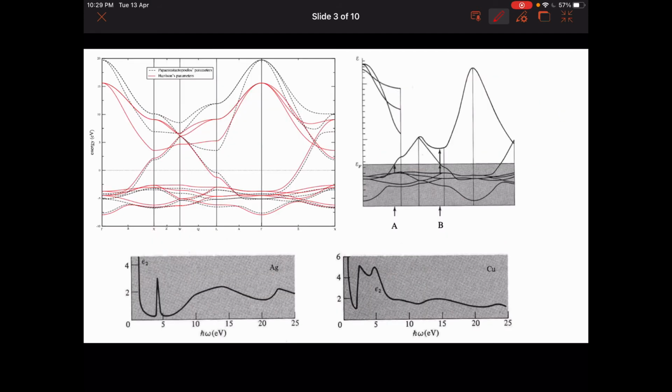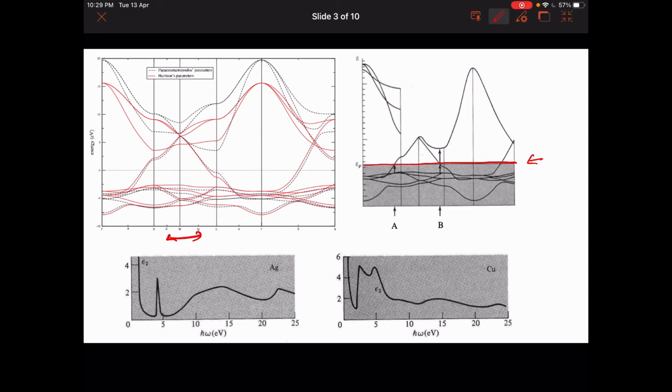So here I am plotting, let's say, the band structure of copper and the band structure of silver, right? For the band structure of copper, it's easy to see. Let's say this is the Fermi level at 0 Kelvin. At 0 Kelvin, all these states are filled, right? All these energy levels are filled.